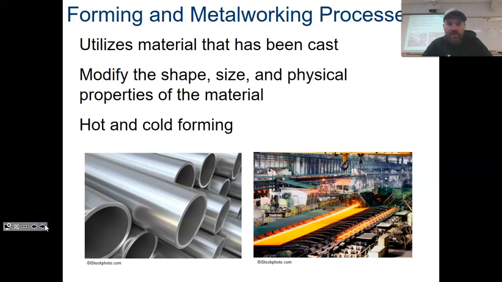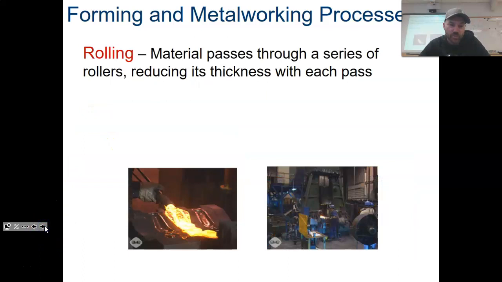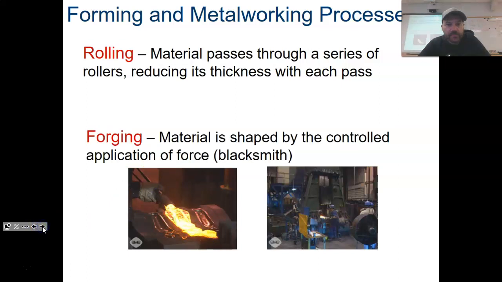Forming and metalworking. After things have been cast, we start to refine it, make it to a very specific shape, and we can do this through hot or cold forming. So you can roll a material. So in blacksmithing, you've maybe seen forging.